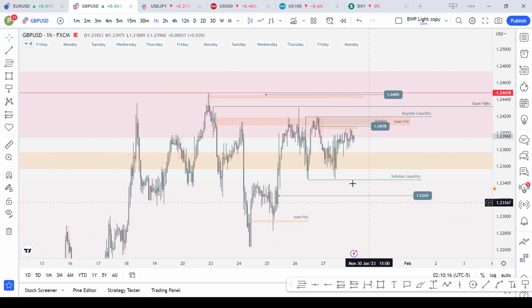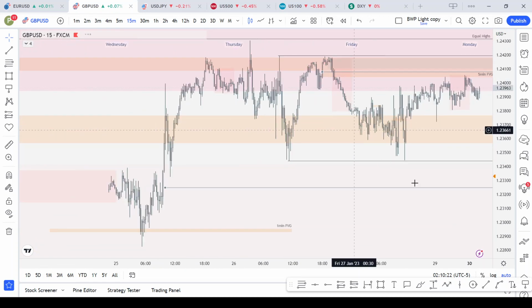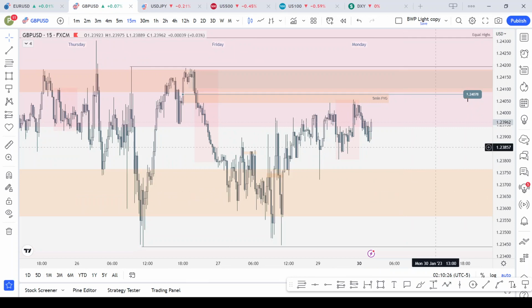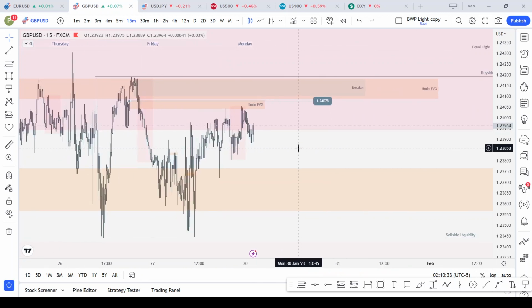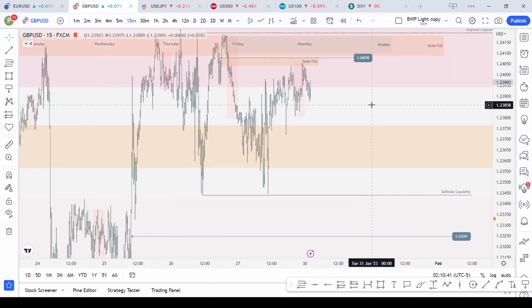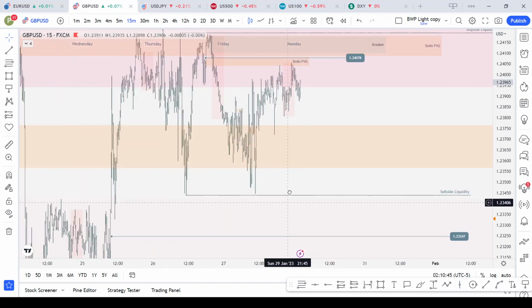But right now, it looks like EU is going to take this equal high, this buy side liquidity, and then reject to run the sell side.